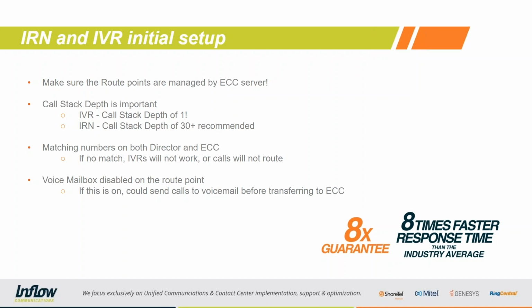For an IRN, which actually handles incoming calls, you want to make sure that this call stack depth is set to much higher than 1. This is because of the way that calls are routed through the system. If you get multiple calls coming in at once, if you're very busy, then if this call stack depth is set to a low number, then you could potentially have people be sent to the busy destination because the route point doesn't think it can handle calls at the time that they come in. We recommend 30 plus. Ideally, if you can, I would set that as high as 200, just to make sure you're not going to run into any issues. That's just to make sure that your calls are going to be able to flow the way that you want them to flow.